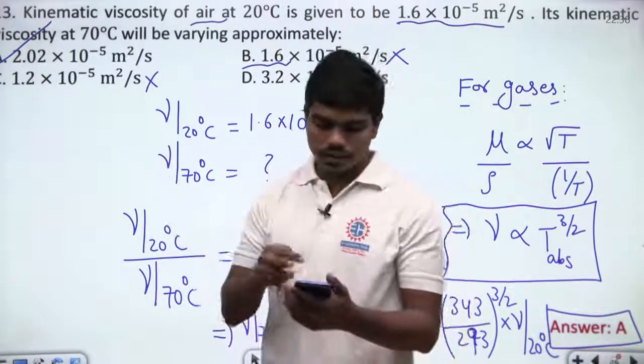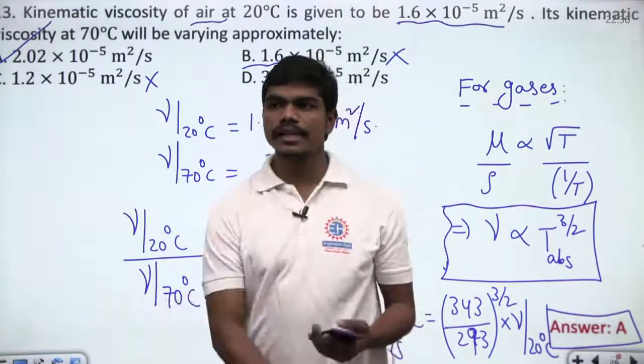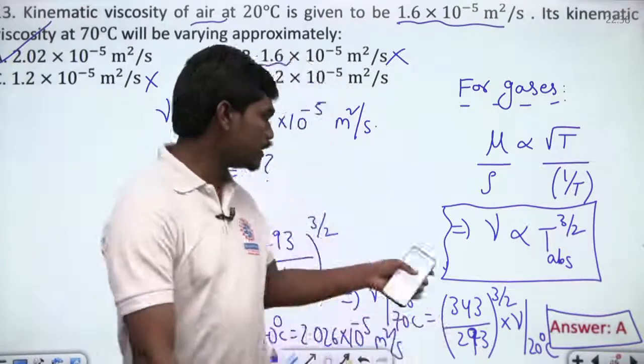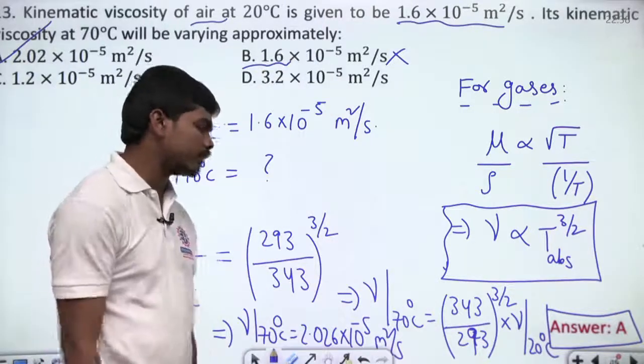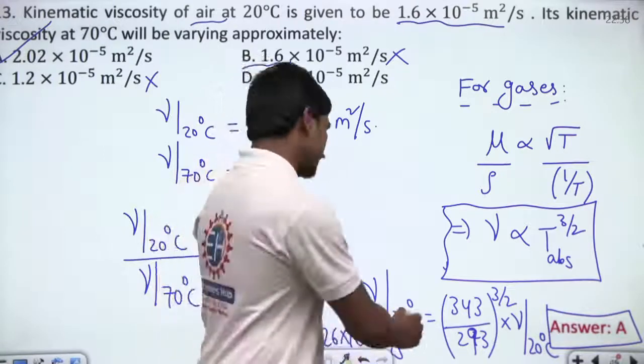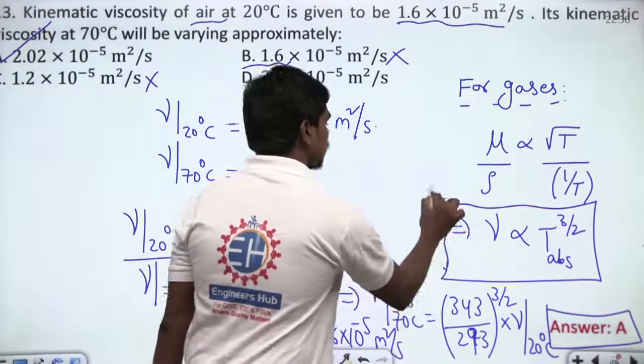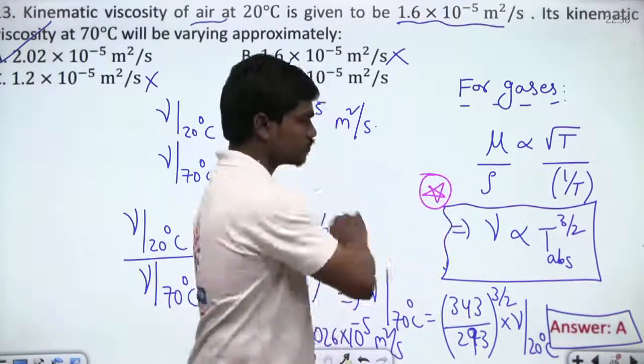But of course, since you can calculate this easily, you can always write 2.02 into 10 to the power minus 5 meter square per second in this. The only thing that needs to be remembered here in this case is this formulation.